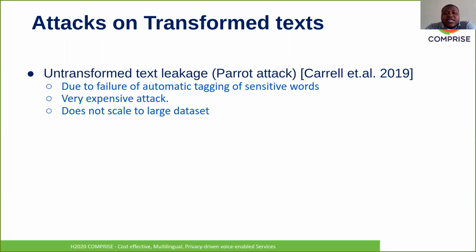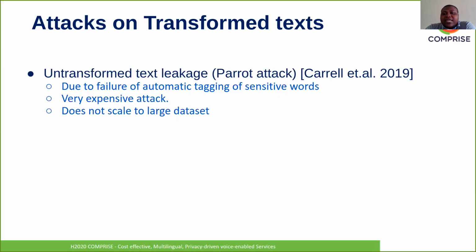For example, let's assume we have transformed our text. There are still some attacks that can be performed that can reveal the privacy or the sensitive information of users. One attack is the untransformed text leakage, or the parrot attack. So let's assume we use an automatic way of identifying sensitive words. This is not 100%, but the question is, can we identify the mistakes of the classifier?